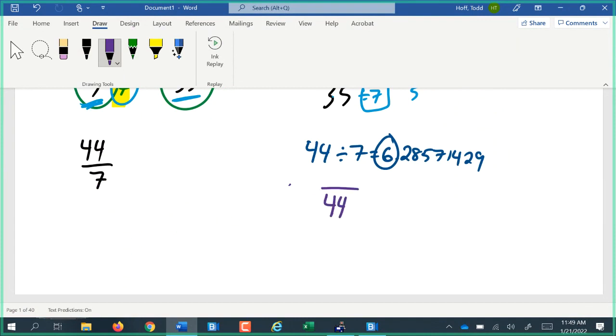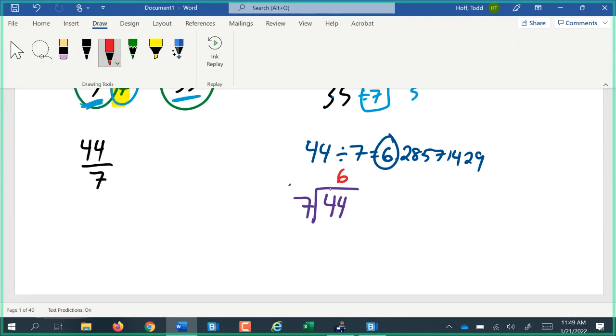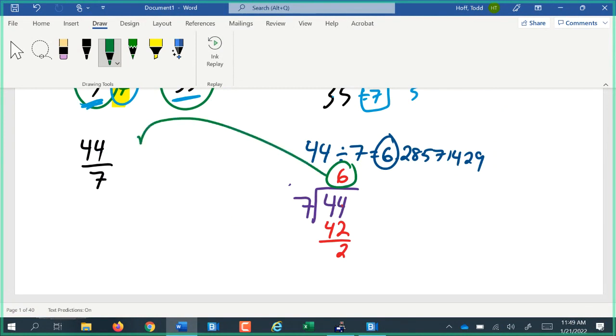44 divided by 7, like this. 7 goes into 44 6 times. 6 times 7 is 42. We subtract, we have 2 left over. So what we end up with here, the 6 is our whole objects. So we have 6 whole objects. The 2 down here, the remainder, is our pieces that are left over. And of course, our denominator stays the same.